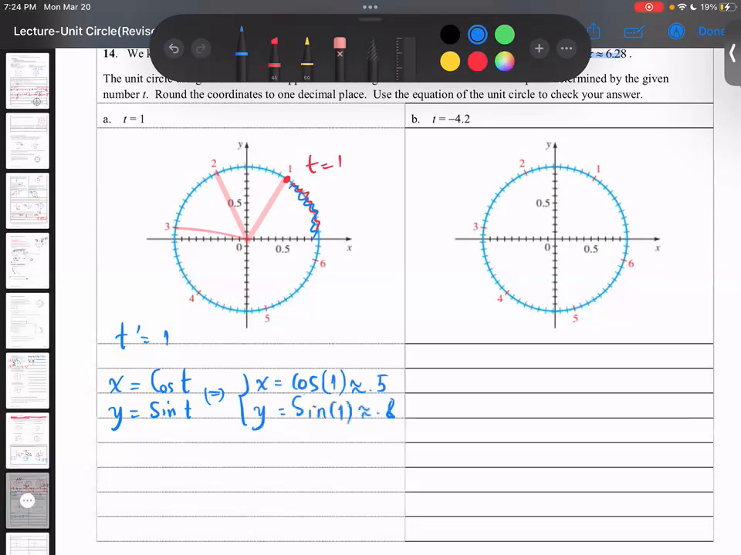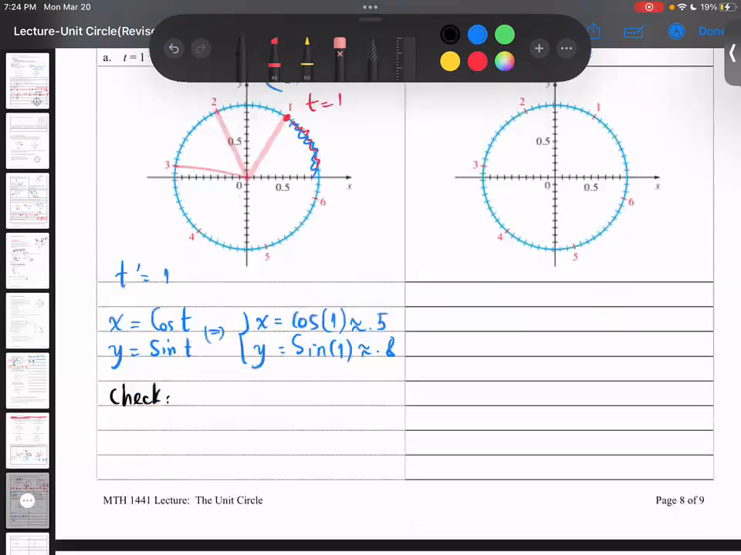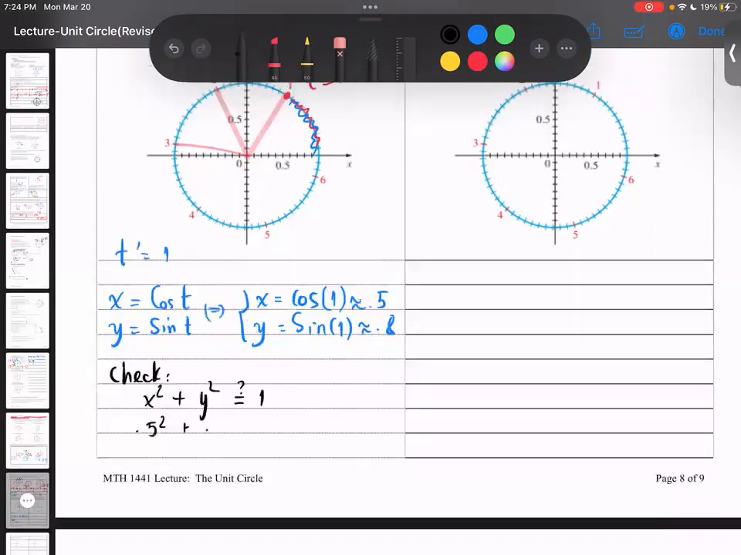Now you can check if your work is correct using the equation of a unit circle, right? X squared plus y squared is equal to 1. X squared is 0.5 squared plus y squared is 0.8 squared. And it is roughly equal to 1.